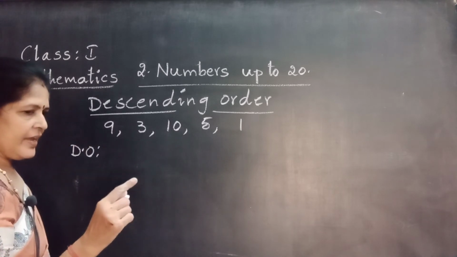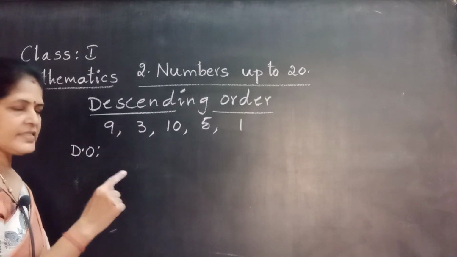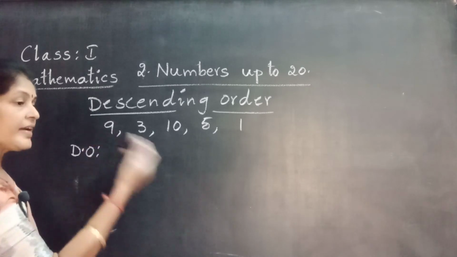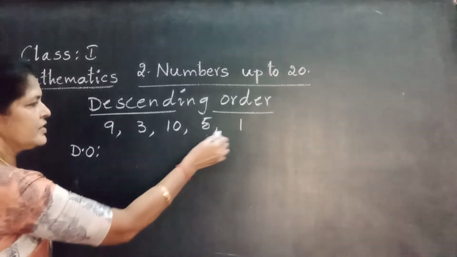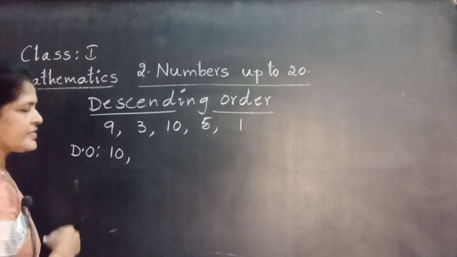2 digit number is more than 1 digit number. 1 digit number is less than 2 digit number. Here we arrange the numbers from big to small. In the given numbers, which is the biggest? Yes, 10. 10 goes in the first place.